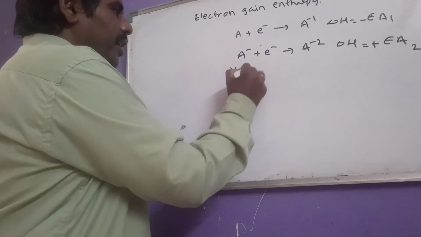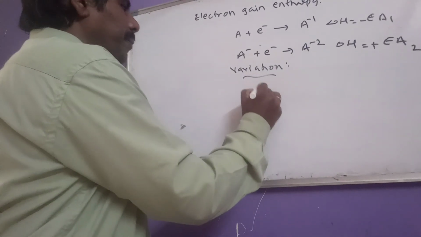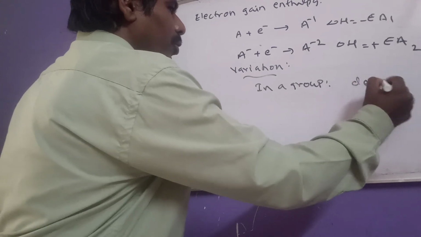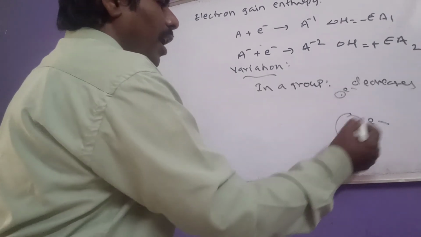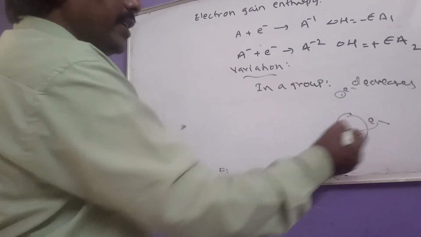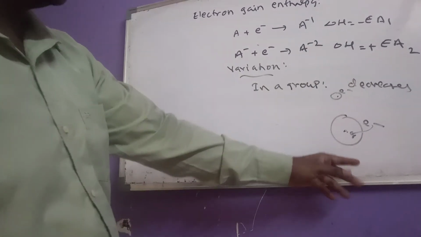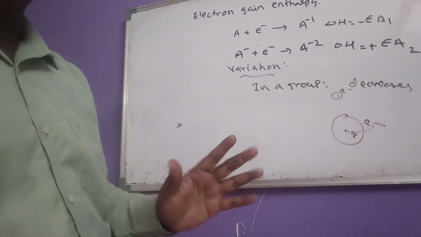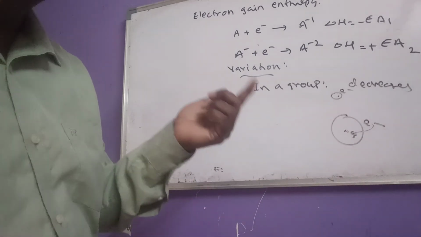Variation of electron affinity in a group: from top to bottom, the electron gain enthalpy value decreases, because as atomic size increases, nuclear attraction on the outer electron decreases. The nucleus is away from that electron, so it cannot attract the electron easily. As the atomic size increases, the tendency to attract that electron decreases, and so electron gain enthalpy also decreases.